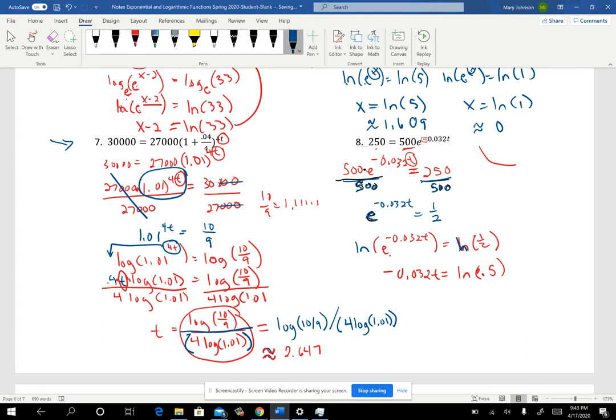So now I'm just needing to divide by negative 0.032 on both sides, and my t exact answer would be the natural log of 0.5 divided by negative 0.032. And then I'm going to type that in, and I'm going to get about 21.661. Okay, so that's the end of exponential equation. So I'm going to stop sharing on that one.